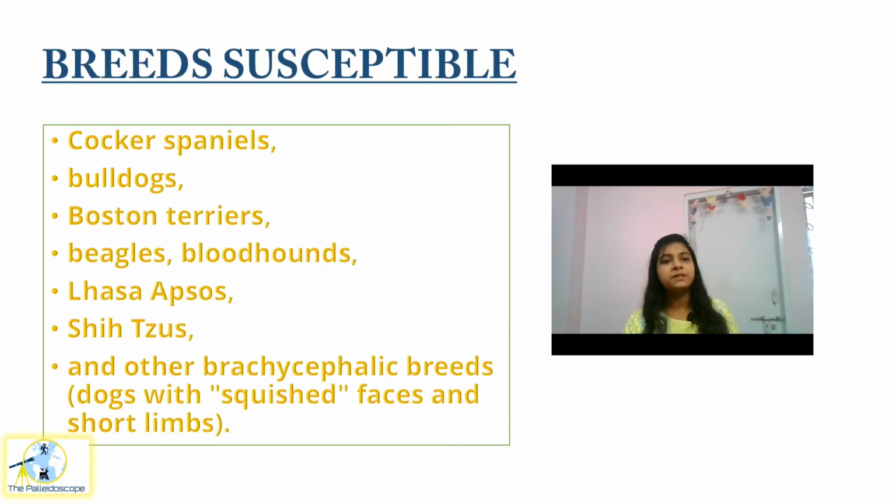Breeds that are susceptible are mainly brachycephalic breeds. Cocker Spaniels, Bulldogs, Boston Terriers, Beagles, Bloodhounds, Lhasa Apsos, Shih Tzus, all these are brachycephalic dogs with squished faces and short limbs. You know, this is the characteristic of brachycephalic breeds.